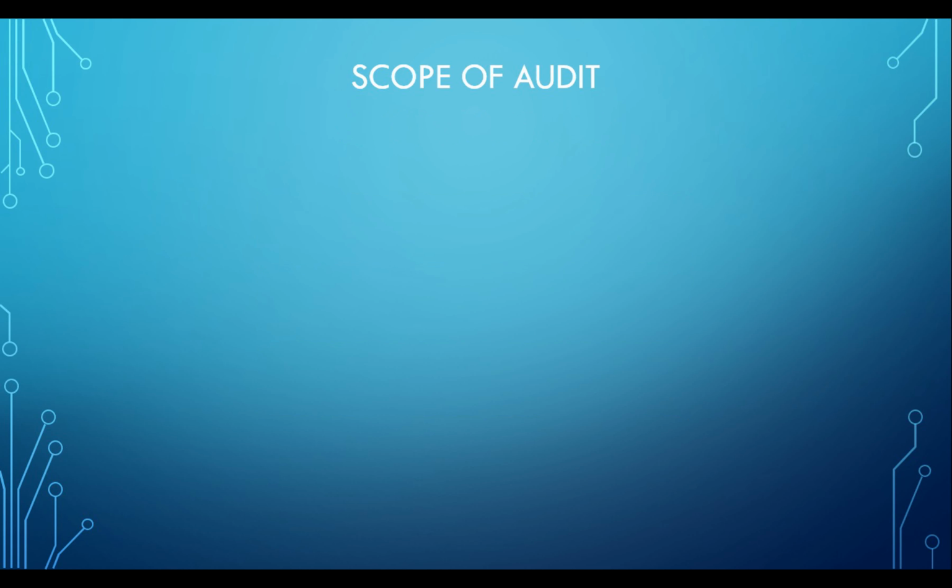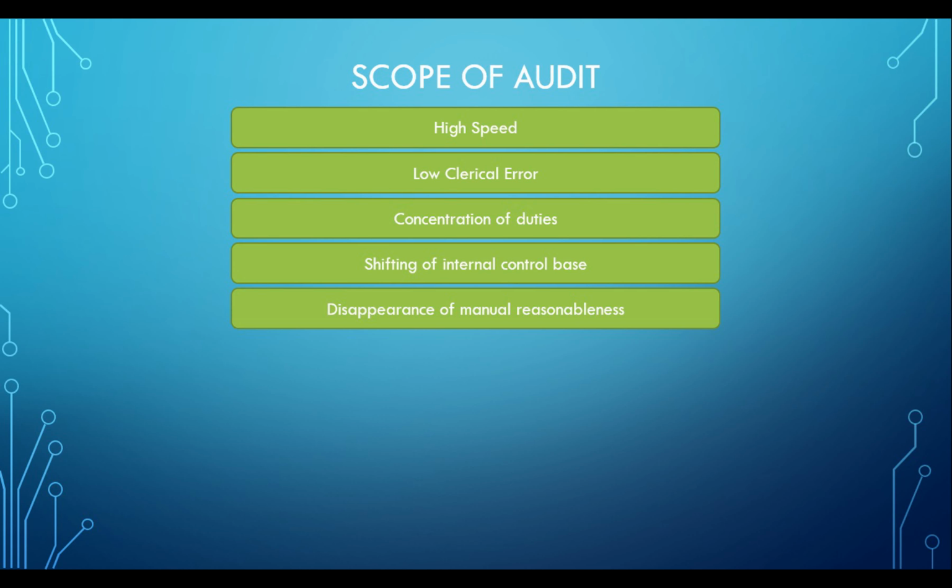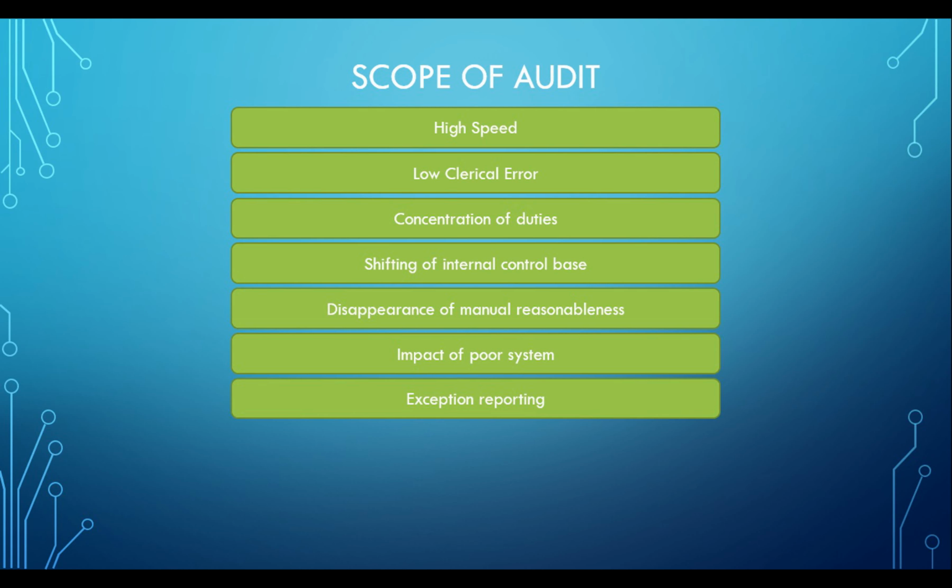Scope of audit. In a computerized information system environment, the factors to be considered on the impact of computerization on audit approach are high speed, low clerical errors, concentration of duties, shifting of internal control base, disappearance of manual reasonableness, impact of core system, exception reporting, and man-machine interface.